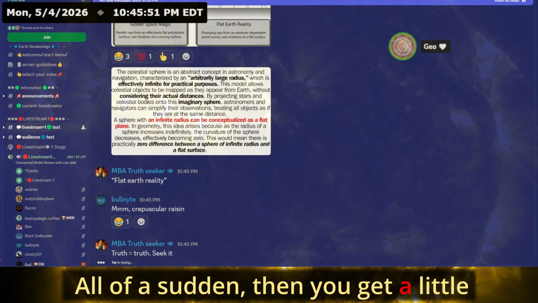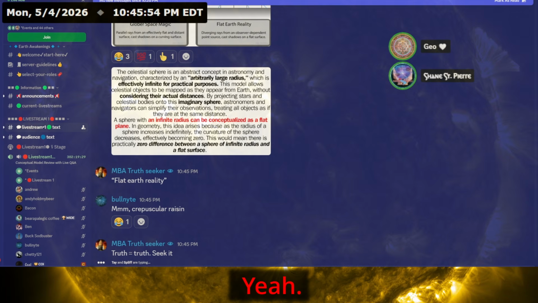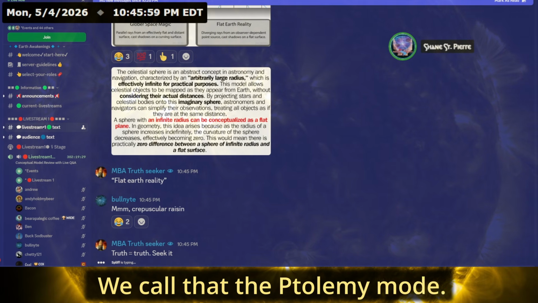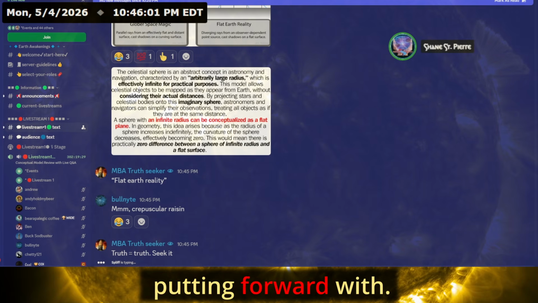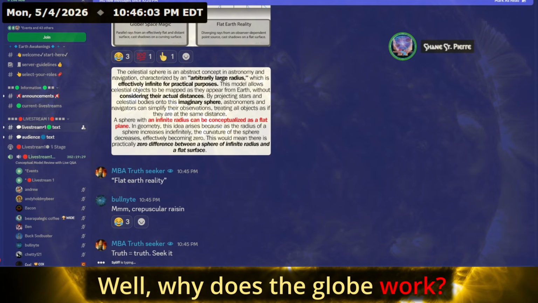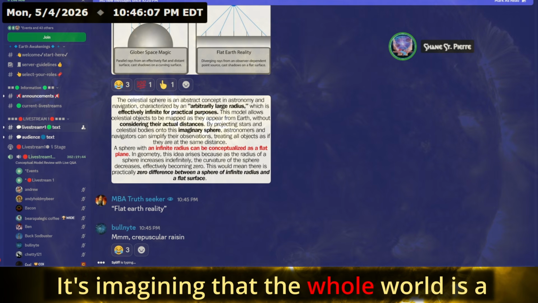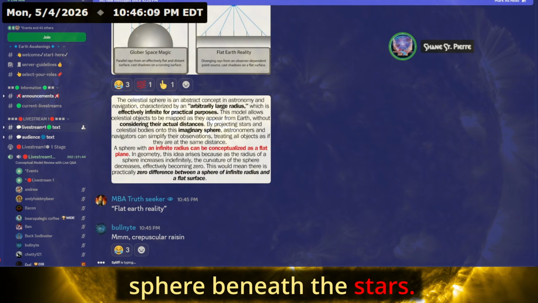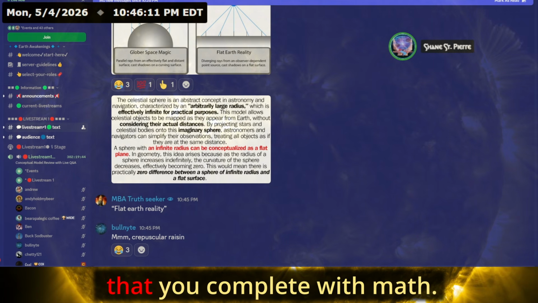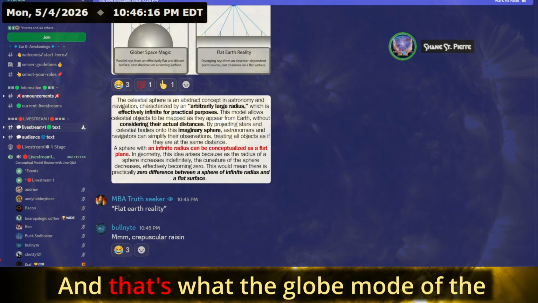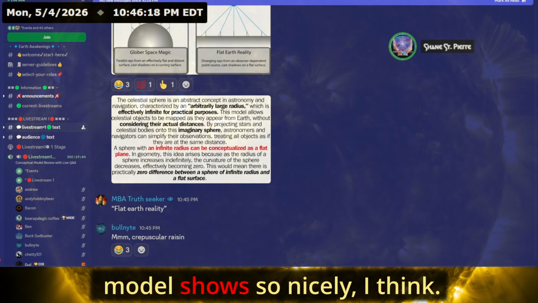All of a sudden, then you get a little globe Earth in the middle of it. Yeah. Right. So that's why the model shows that mode specifically. We call that the Ptolemy mode. That's like the basis of what we were putting forward with, all right, well, why does the globe work? Well, it's a conceptual model. It's based on the two-sphere model. It's imagining that the whole world is a sphere beneath the stars. That is a completed sphere that you complete with math. That's really what we've been saying. That's what Ptolemy put forward, and that's what the globe mode of the model shows so nicely, I think.